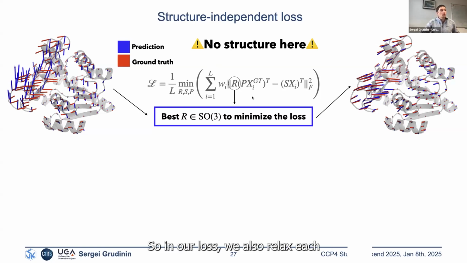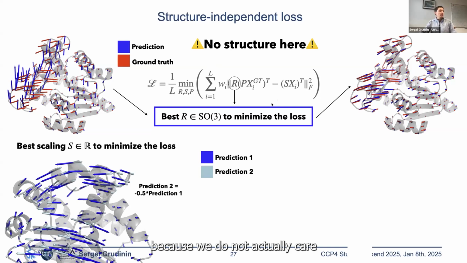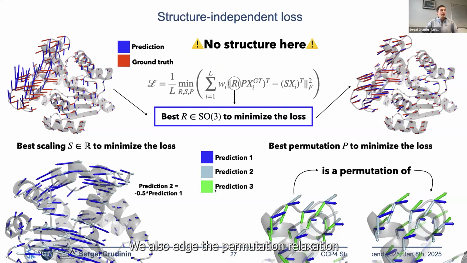In our loss, we also relax it with the permutation and the scaling matrices because we do not actually care about the direction and the amount of the deformation. So both predictions in blue and in pale green are equivalent. And we relax our loss function for this situation. We also add the permutation relaxation because we do not care about the order of the principal components. What is important to us is only the global linear subspace.